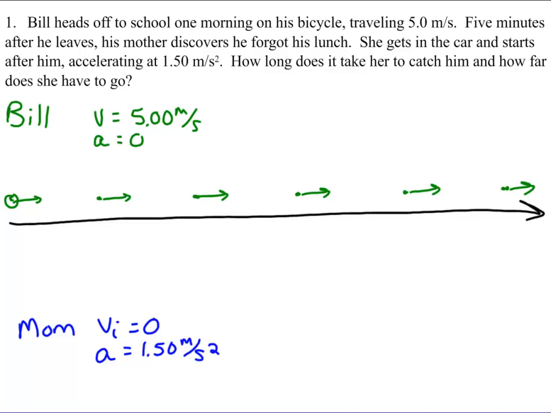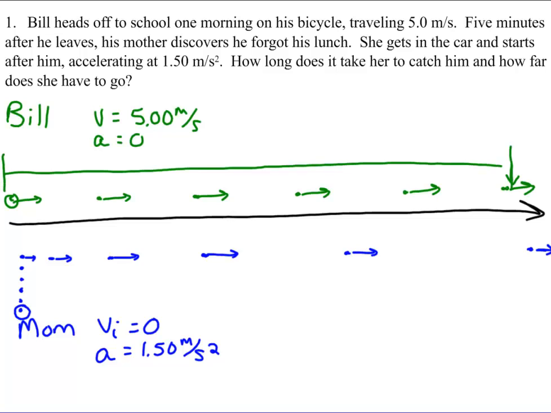So Mom's sitting around the house for 5 minutes, so we show that by giving her 5 dots, stationary. Then she starts out moving and accelerating in the hope of catching Bill. 5 minutes after our scene opens, Bill is here. So we can figure out how far he traveled before Mom realized that he was gone and didn't have his lunch. So the distance he traveled in that 5 minutes is his velocity, 5 meters per second.